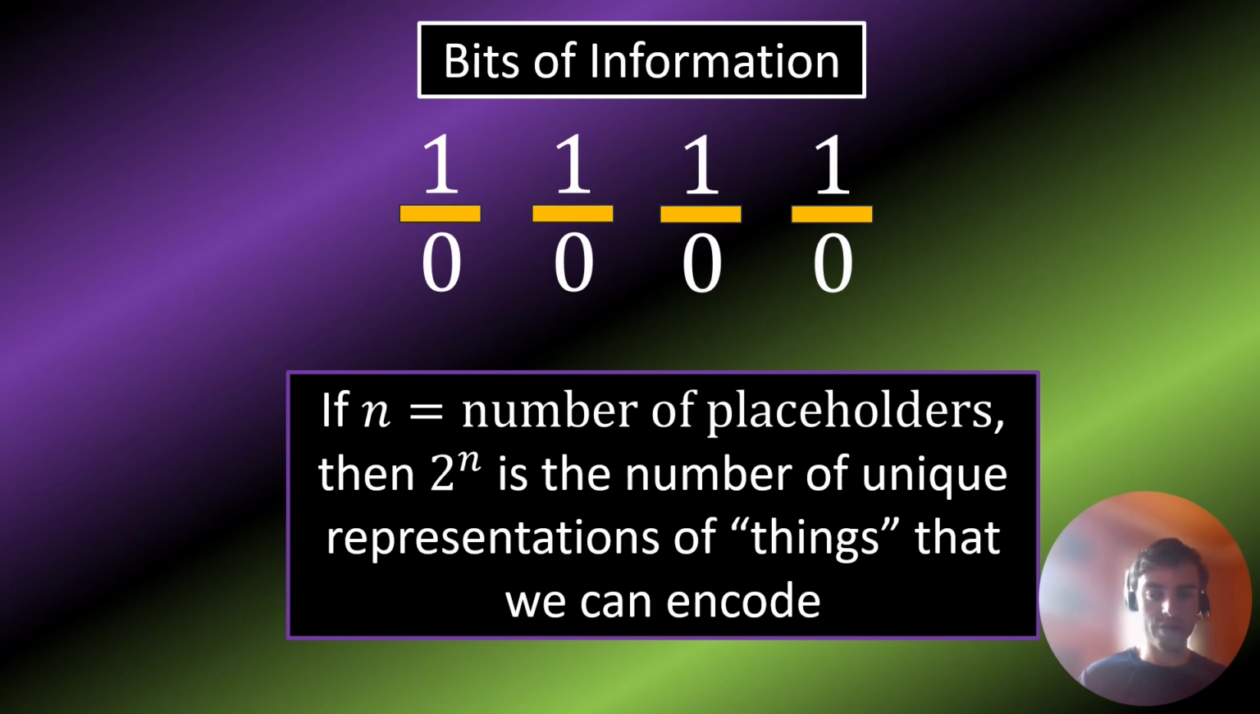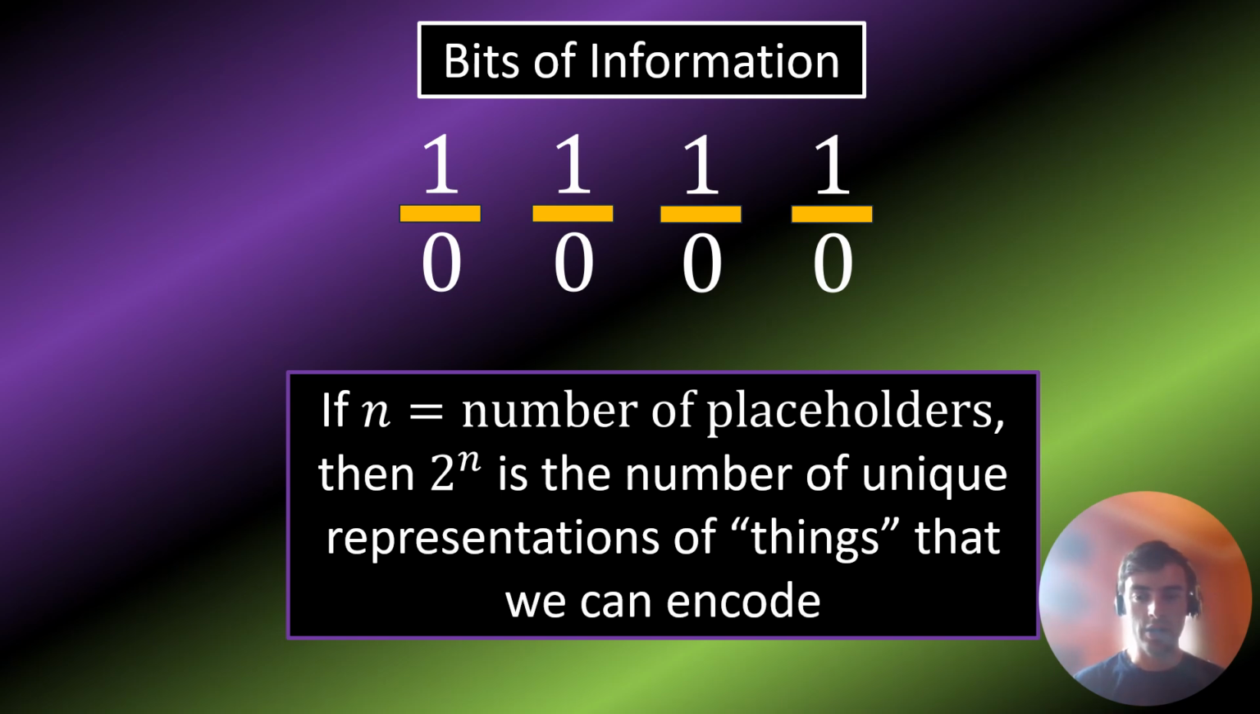So in order to calculate the number of permutations, we say that if n is the number of placeholders, the number of those orange lines, then 2 to the n is the number of unique representations of things that we can encode. So in the first slot, it could either be a 1 or a 0, second slot 1 or 0, third slot 1 or 0, and so on.